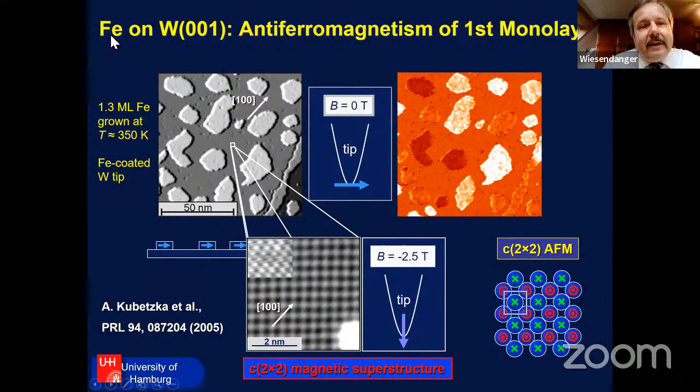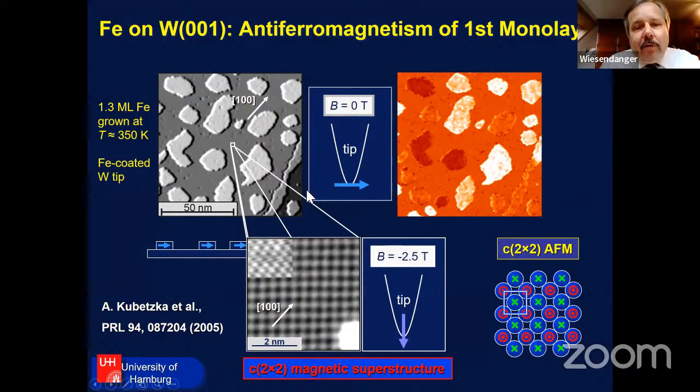So we looked at this system, and here you can see the topographic STM image of a sample where we have deposited 1.3 monolayers of iron on this tungsten 001 substrate, meaning that we have a full coverage of a monolayer, but we also have second layer iron islands. And these second layer iron islands are also ferromagnetic, but they exhibit an in-plane magnetization orientation, in contrast to the double layer of iron on tungsten 110.